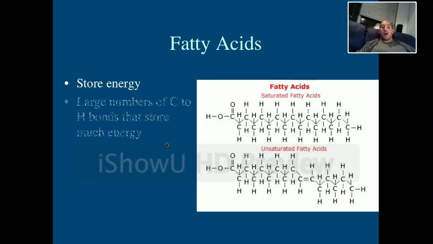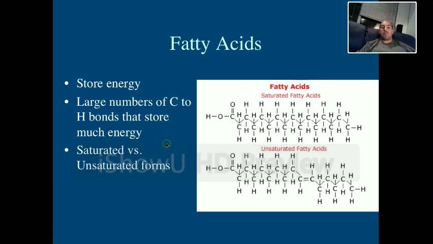They store energy, and there's tons of carbon and hydrogen bonds that store tons of energy. The energy is stored in every one of those little sticks. Every one of those bonds is where the energy is stored.